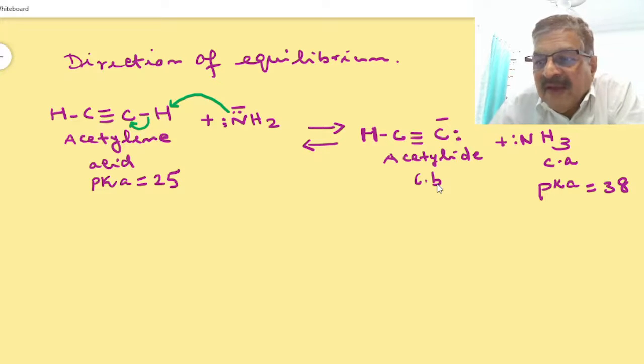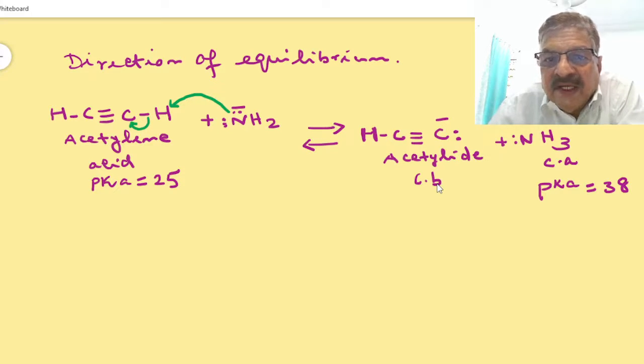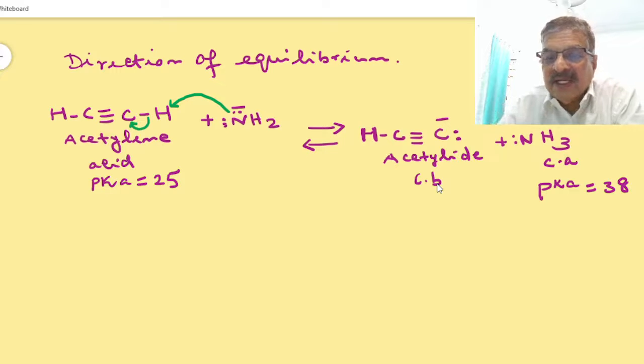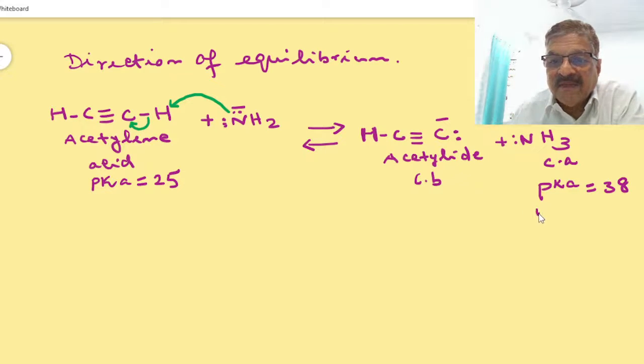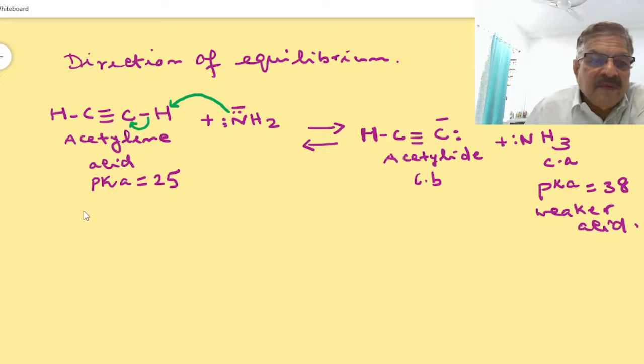Now we have to compare. In step 3, we compare the pKa values of the acid and the conjugate acid. The equilibrium will favor the formation of the weaker acid, with a higher pKa value. Weaker acid means higher pKa value. So in this reaction, acetylene has pKa 25 and ammonia has pKa 38. Therefore, the higher pKa value is of ammonia, so ammonia is the weaker acid, and acetylene is the stronger acid here.